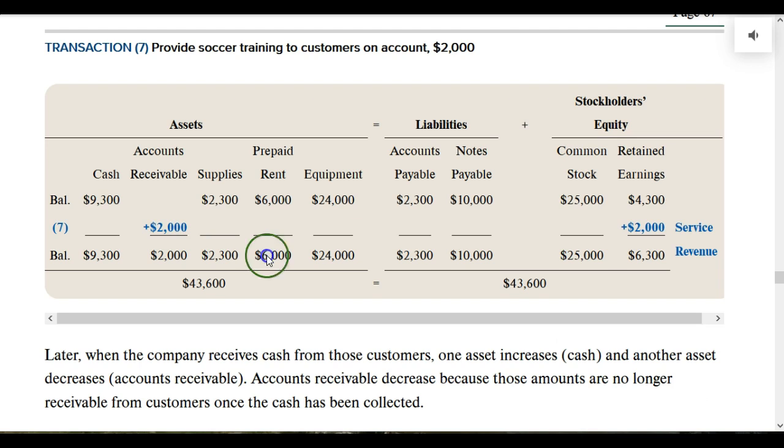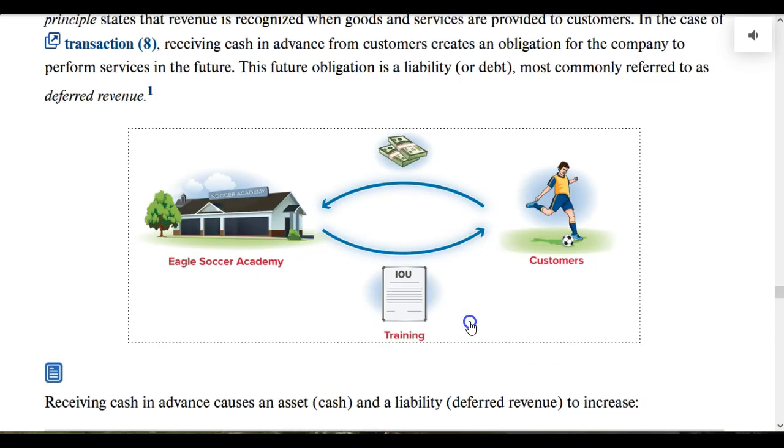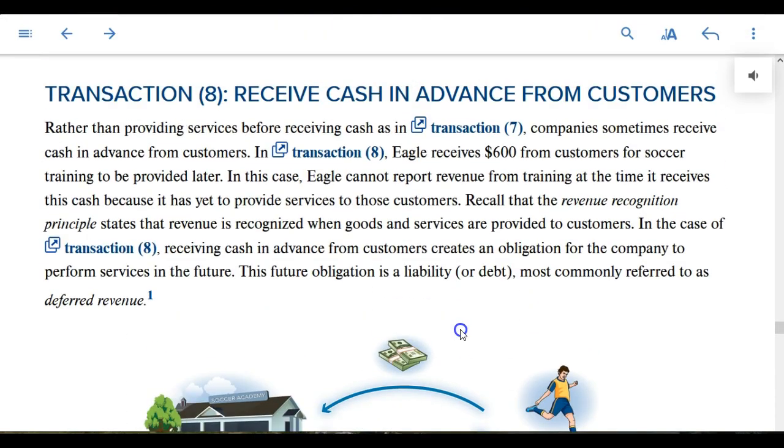So don't think that you always have to record revenue and cash. Here we earned revenue and they owe us money. They will pay us the cash later. We'll see that in the next chapter. Okay? Everything still balances. We're up to 43.6 on one side and on the other. Transaction 8, and we're going to receive cash in advance from customers. Here's the opposite of number 7.